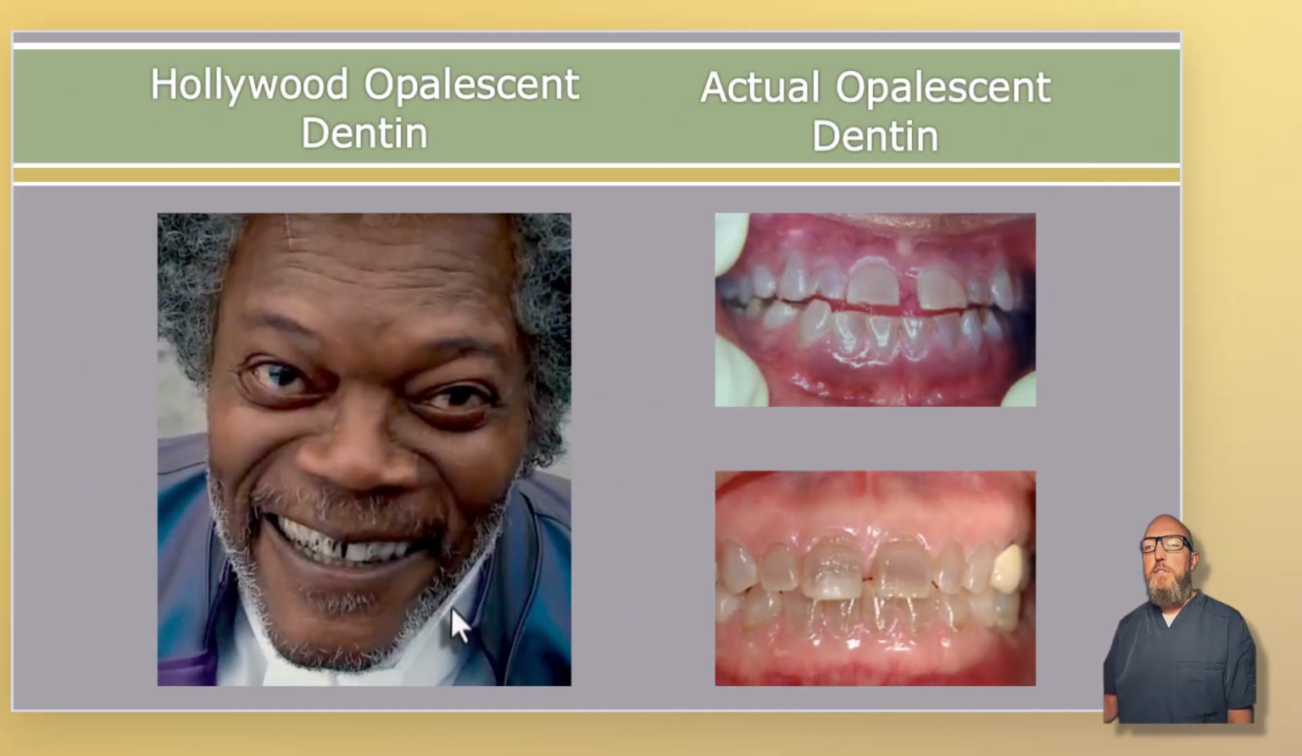I think in the movie Mr. Glass, they try to portray that by discoloring his teeth a little bit. As you can see, it doesn't look like real opalescent dentin. That's what it would look like in real life. But hey, for your casual fan, who's going to know the difference, right?